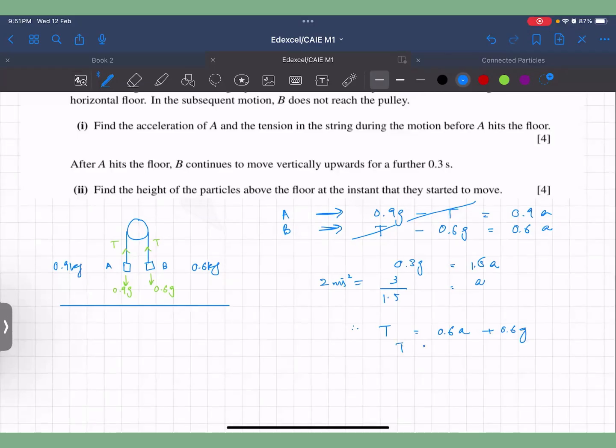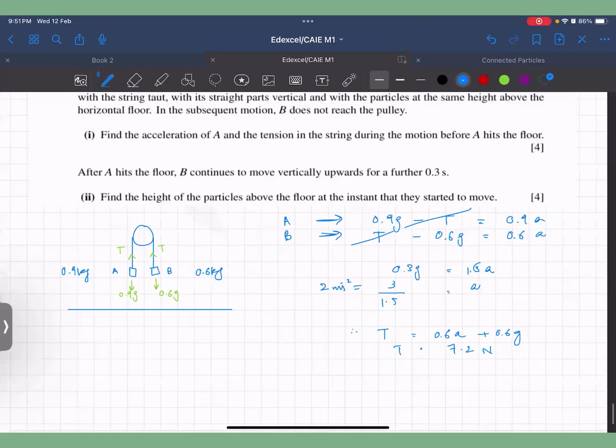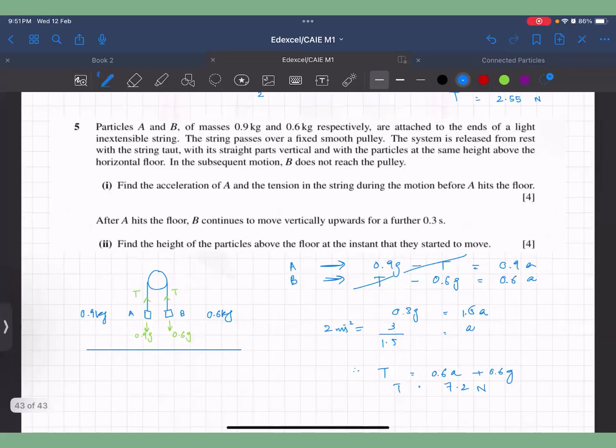So 1.2 plus 6, so 7.2 Newton. This is the tension and the acceleration. We have got the first part. After A hits the floor, B continues to move upwards for.